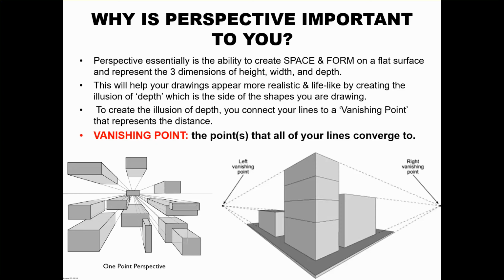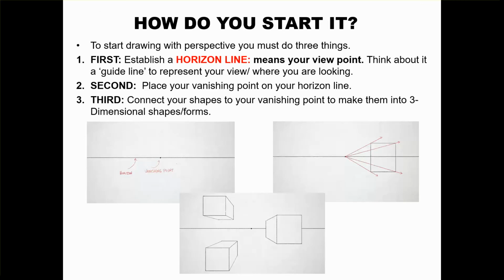So if you look really close, you can see that all of those shapes are actually converging, meaning going towards a point in the distance. And that's over that shape that's in the middle. So they're all going towards a vanishing point, and that creates this optical illusion that shapes are getting smaller as they get further away. So how do we start this thing?